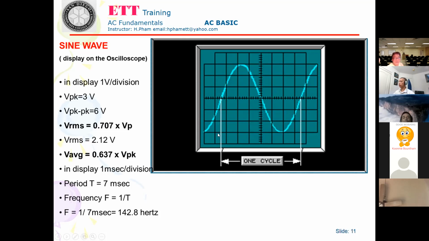So if they ask you how much voltage for the peak to peak, meaning from here to here, then you have to count how many divisions. 1, 2, 3, 4, 5, 6 divisions. And basically, how many volts did they set for 1 division? See in here, they say they want 1 volt per division. So you get 6 divisions. So that's why the peak to peak will be 6 volts.